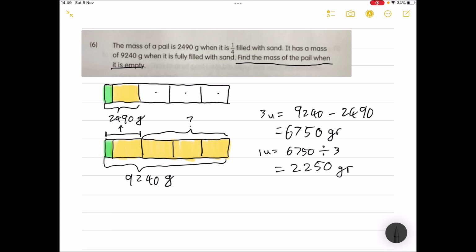Now we want to find the mass of the pail when it is empty, right? So the pail will be, remember in the first bar here, we had 2,490, and then you minus 2,250. So the answer is 240 gram. Therefore, the mass of the pail when it is empty is 240 gram.